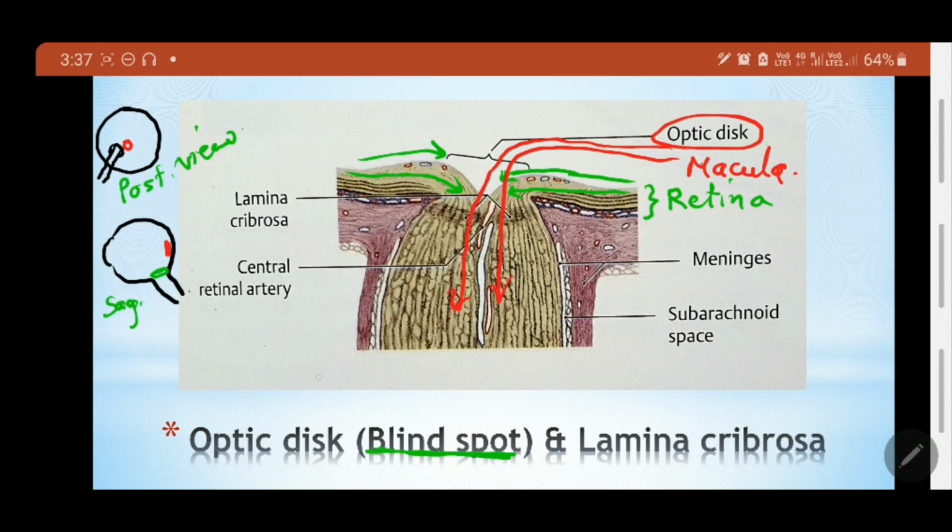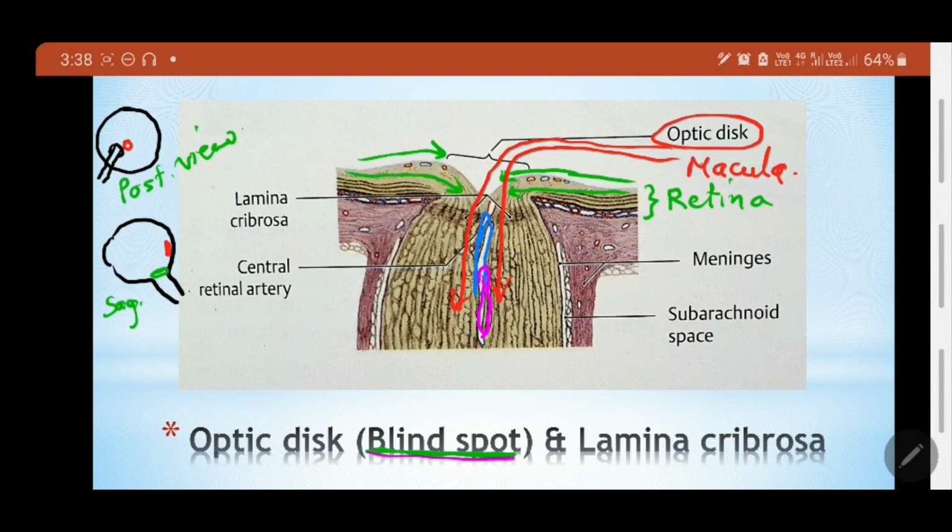Then there will be blood vessels here. I told you the veins also will be running here, and there will be arteries also running here. Arteries maybe like this, you can draw it. There will be the central artery of the retina. All these structures pass through this. So this point of exit of nerve fibers is called the optic disc. There are no rods, no cones, no photoreceptors, therefore it is called the blind spot.